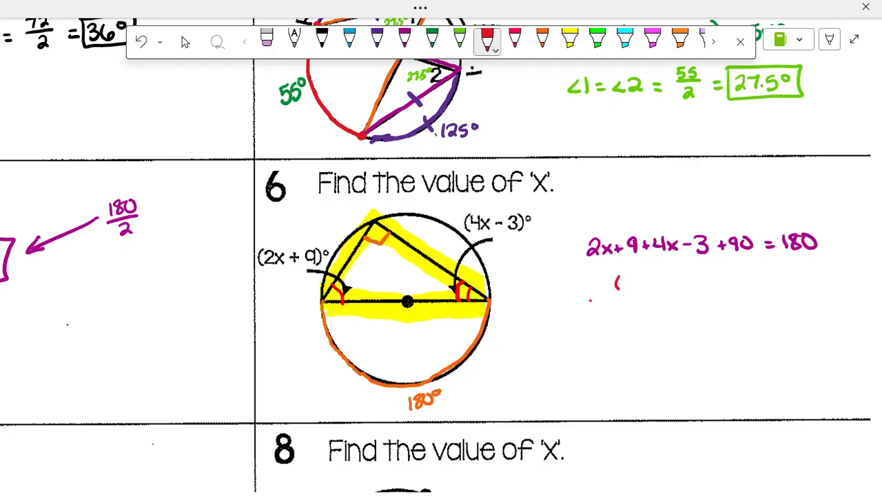So, combine like terms, I get 6x plus 96 is equal to 180. I'm going to subtract 96. I get 6x is equal to what?